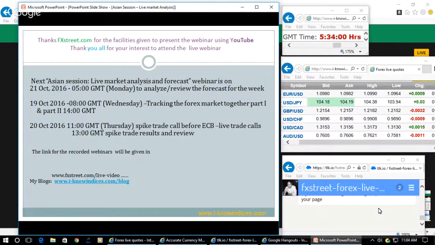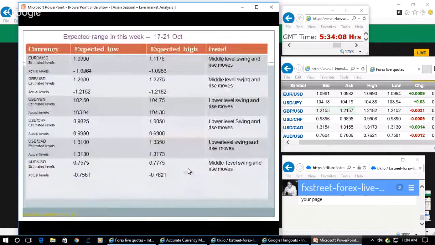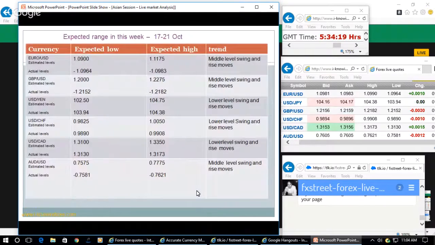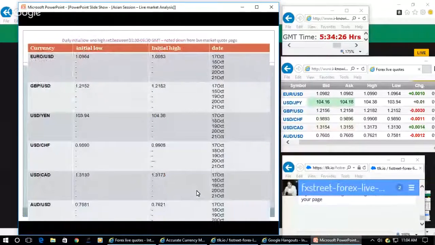So if there is no question, then I'll just show the forecast for this week. So this is the forecast for the week. The expected range in which the currencies are expected to swing this week, and also the market reading, the initial lows and the highs, to find out where exactly they are taking the market.